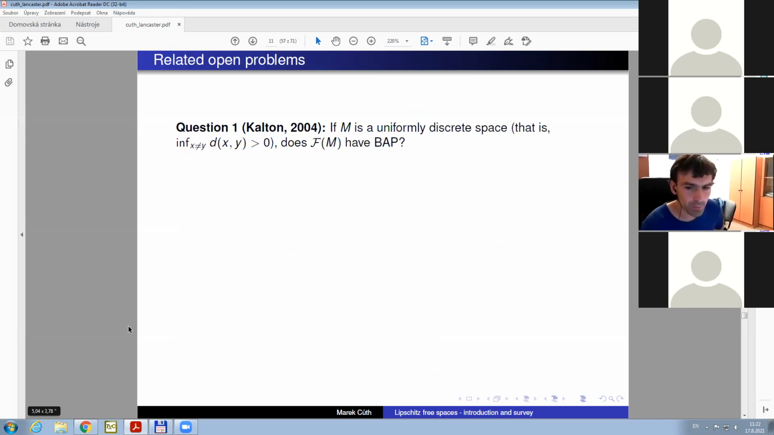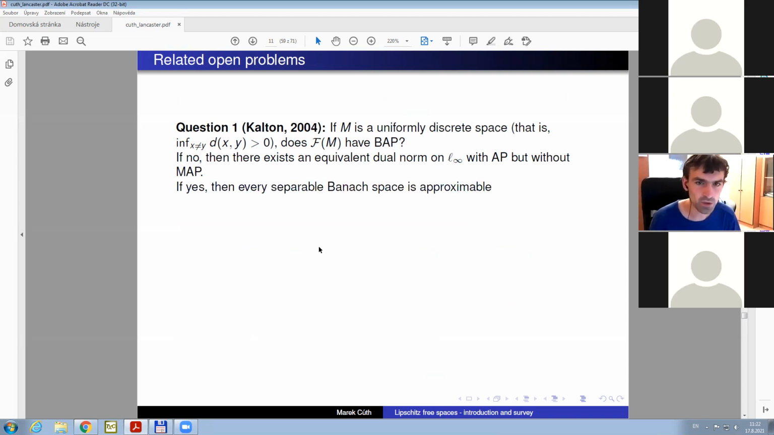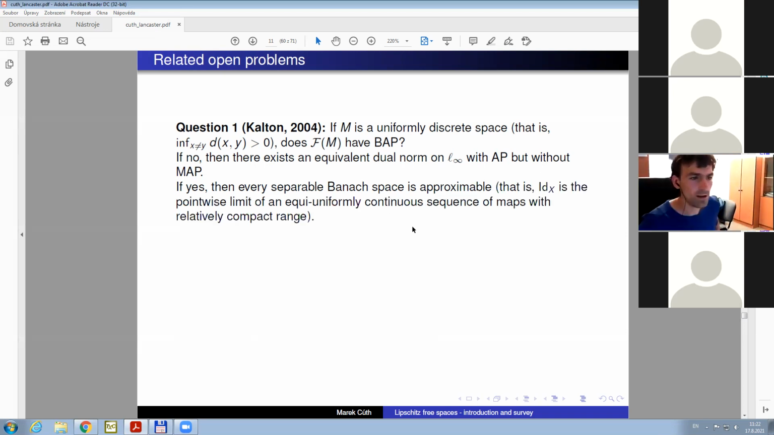So the first, probably the most important question in this direction, is to determine whether for any uniformly discrete space, the Lipschitz free space has BAP. And the importance of this question is that if the answer is no, then it solves one famous open problem. And if the answer is yes, then we know something about any separable Banach space, which we didn't know before. So if the answer is no, there exists an equivalent dual norm on ℓ∞ with AP but without MAP. And if the answer is yes, then all separable Banach spaces would have a certain property.